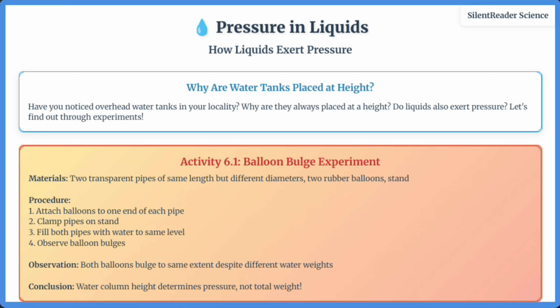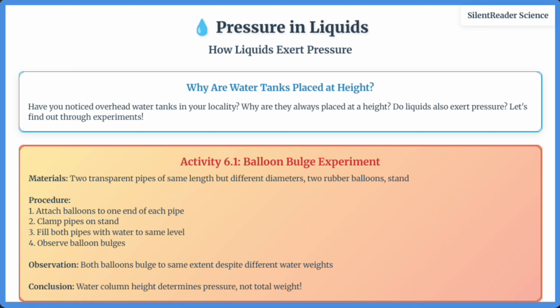Now let's explore how liquids exert pressure. Have you noticed that water tanks are always placed at heights? There's important science behind this. Liquids exert pressure in all directions, not just downward. In Activity 6.1, we use two pipes of different diameters with balloons attached to demonstrate that water pressure depends on height, not total volume.